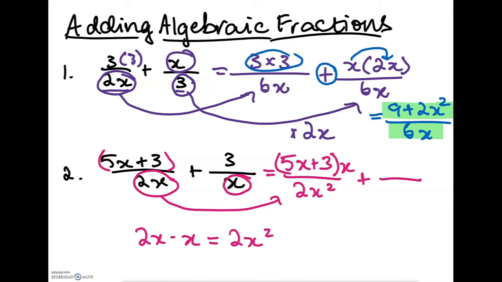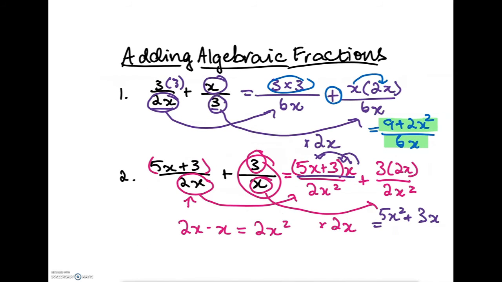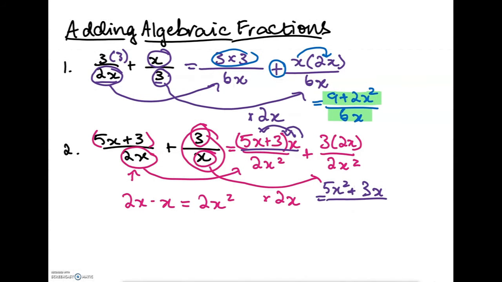And then we're going to add this with this fraction. So we're going to write our common denominator as 2x squared. How did we get from x to 2x squared? Well, we multiplied by 2x, which is our other value over here. So we're going to take this 3 over here and multiply by 2x. So now if we simplify this, we have 5x plus 3 times x. If you expand this, you'll get 5x squared plus 3x, because you have to multiply on both sides. So 5x squared plus 3x all over 2x squared. Plus, if we expand this, we're going to get 6x because we're just multiplying 3. So it's going to be 6x over 2x squared.